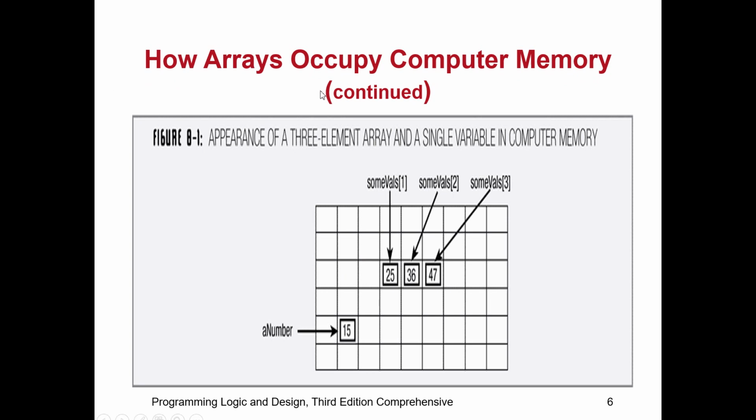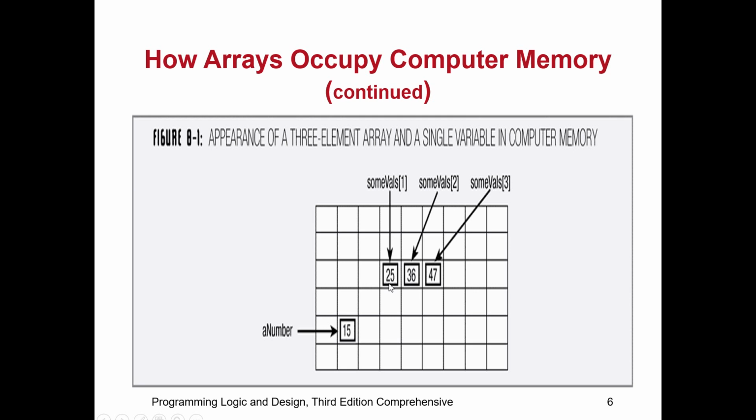Okay, let's look at this picture here. So this is how arrays occupy computer memory. When you look at this, we have three elements which are our arrays. Given the name of the array, which is sum vals, it simply means that at index 1 we have 25, index 2 we have 36, index 3 we have 47.